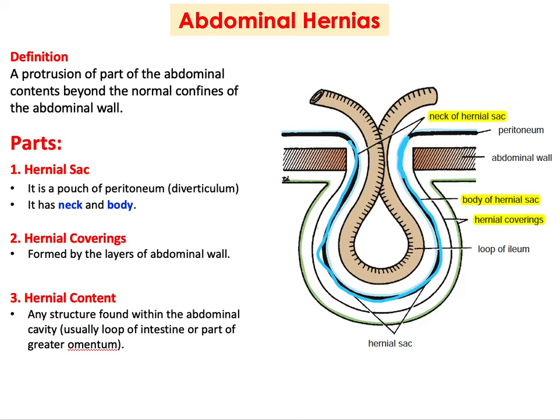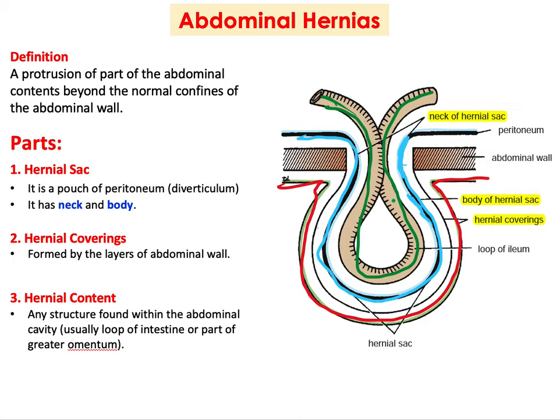So this is the hernia. A hernia is a sac that has a neck and a body. This sac is covered by coverings, known as hernial coverings. And of course, inside the sac there is a content, usually formed by loops of intestine. When a hernia happens, part of the intestine penetrates the abdominal wall and makes a bulge outward.